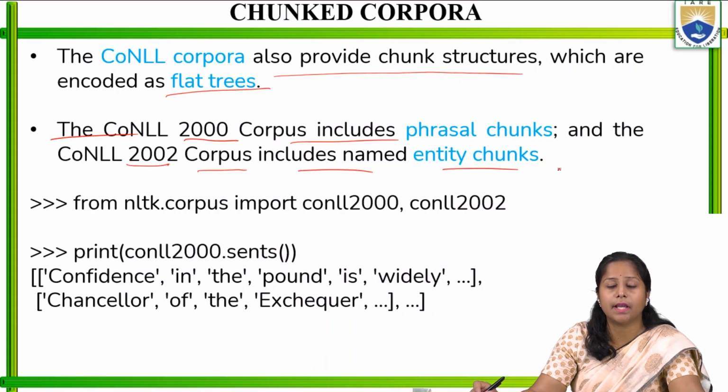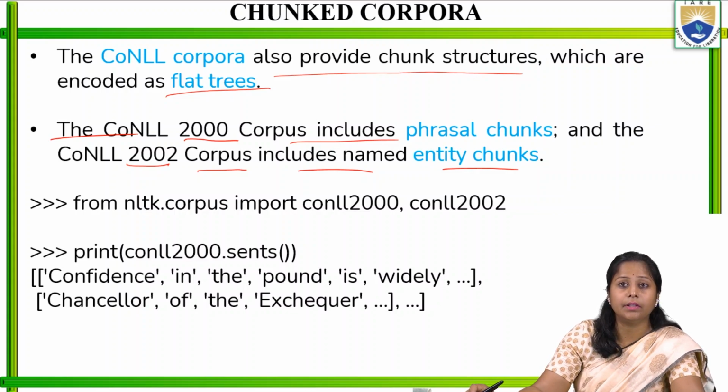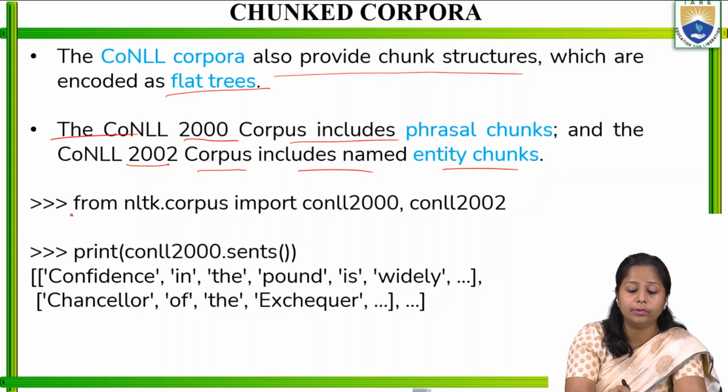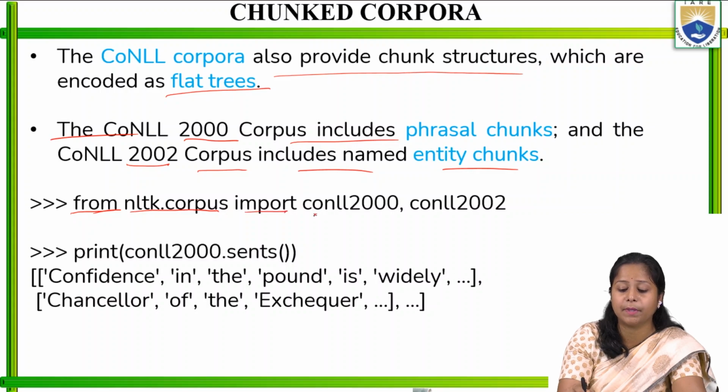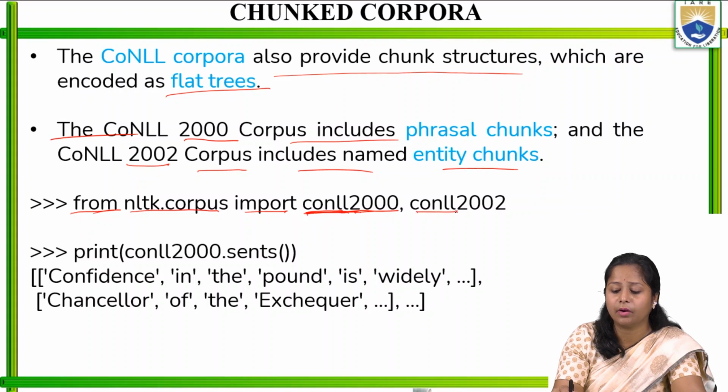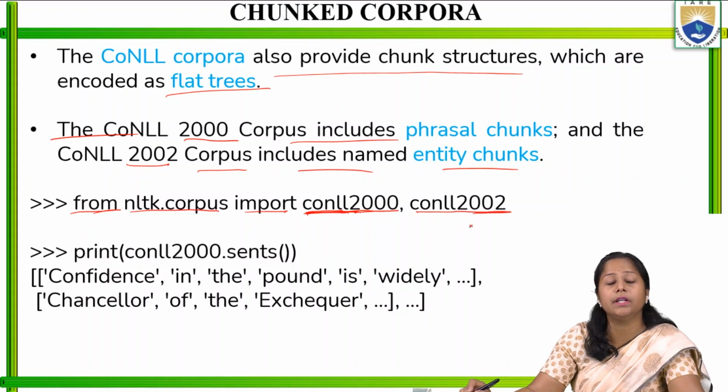So this has been divided into two varieties, that is, two types of corpus here, CoNLL 2000 and CoNLL 2002, and in those the phrasal and entity chunks are there. Now in the next line, if I need to call those, I will write from nltk.corpus import conll2000, conll2002. If I need to call just one, I can write one only.